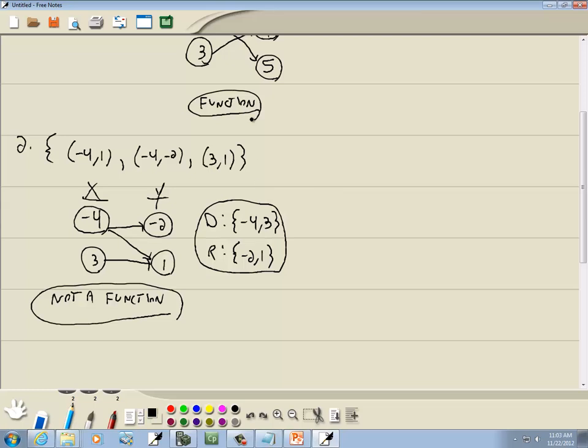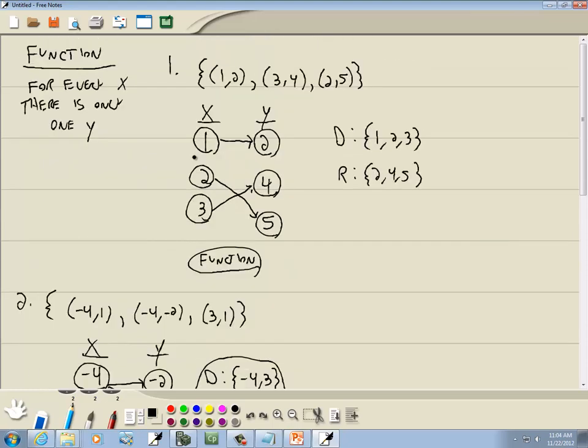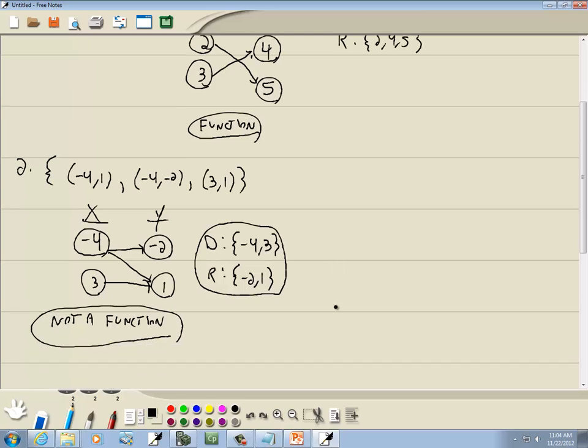Okay, now an easy way to do this. Instead of doing the mapping, if you look at it and see how we have negative 4 here and we have negative 4 here, if your x values repeat in any 2 points, then it's not a function. Up here, our x values were 1, 3, 2. They don't repeat at all, so that's a function. So that's a very easy way to do it instead of doing the mapping.